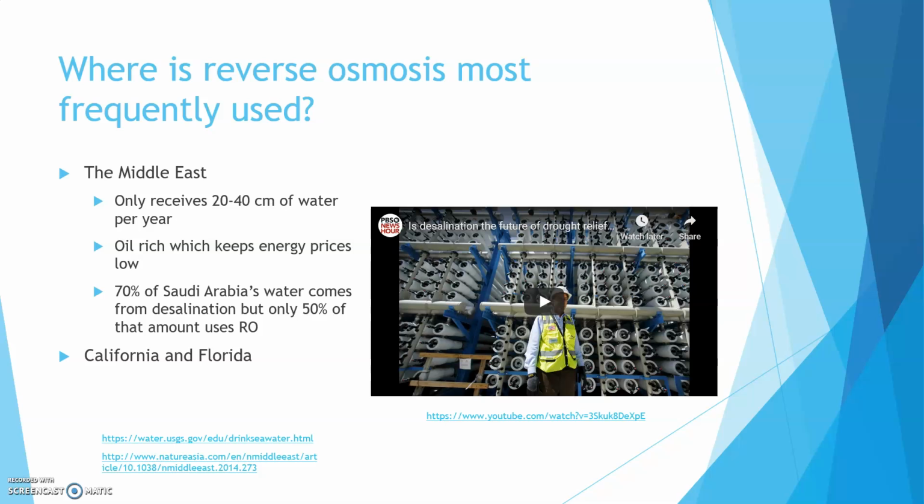Where is reverse osmosis most frequently used? The Middle East. It receives only 20 to 40 centimeters of water per year. It is oil rich, which keeps energy prices low. 70% of Saudi Arabia's water comes from desalination, but only 50% of the amount used is RO.